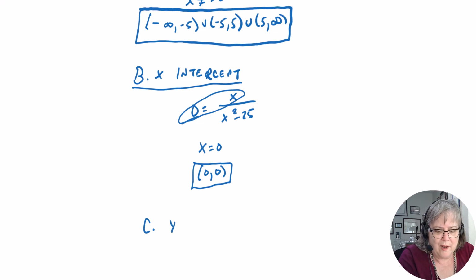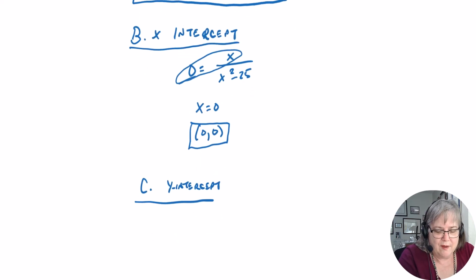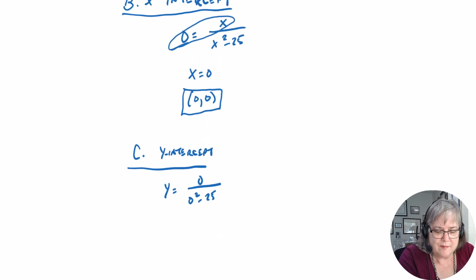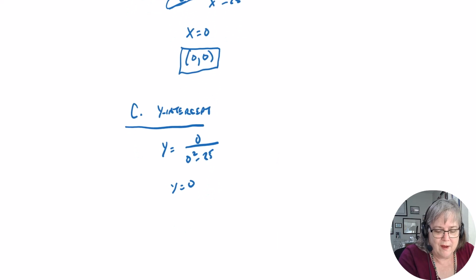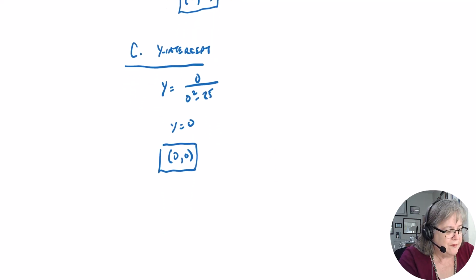And then for a y-intercept, you set x to be 0. So y would be 0 over 0 squared minus 25. So y is 0. And if your teacher wants an ordered pair, you had set x to be 0 and you found y to be 0.